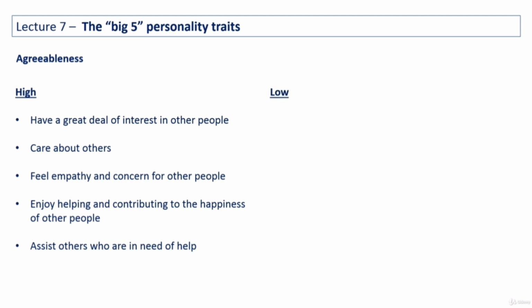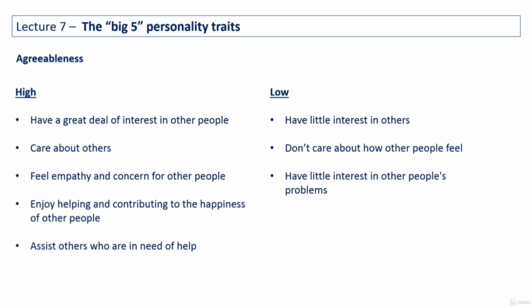Whereas those who are low in agreeableness tend to have little interest in others. They don't care about how other people feel. They have little interest in other people's problems. They insult and belittle others. And they manipulate others to get what they want.